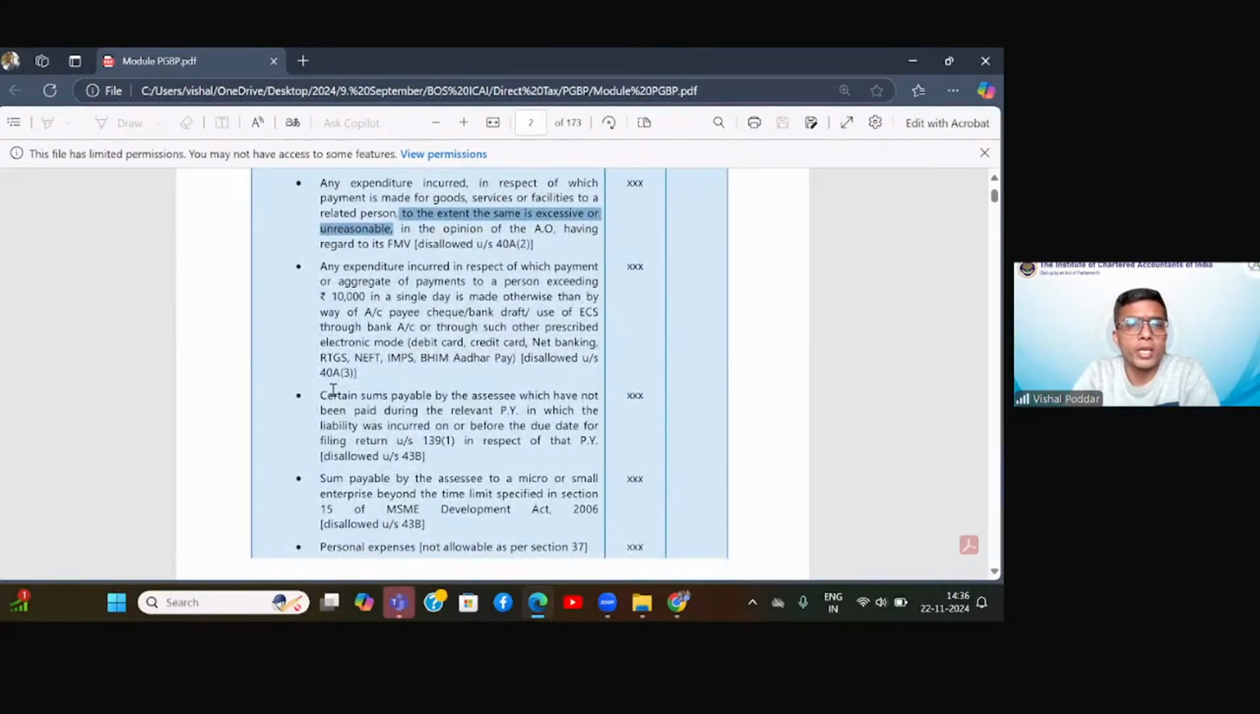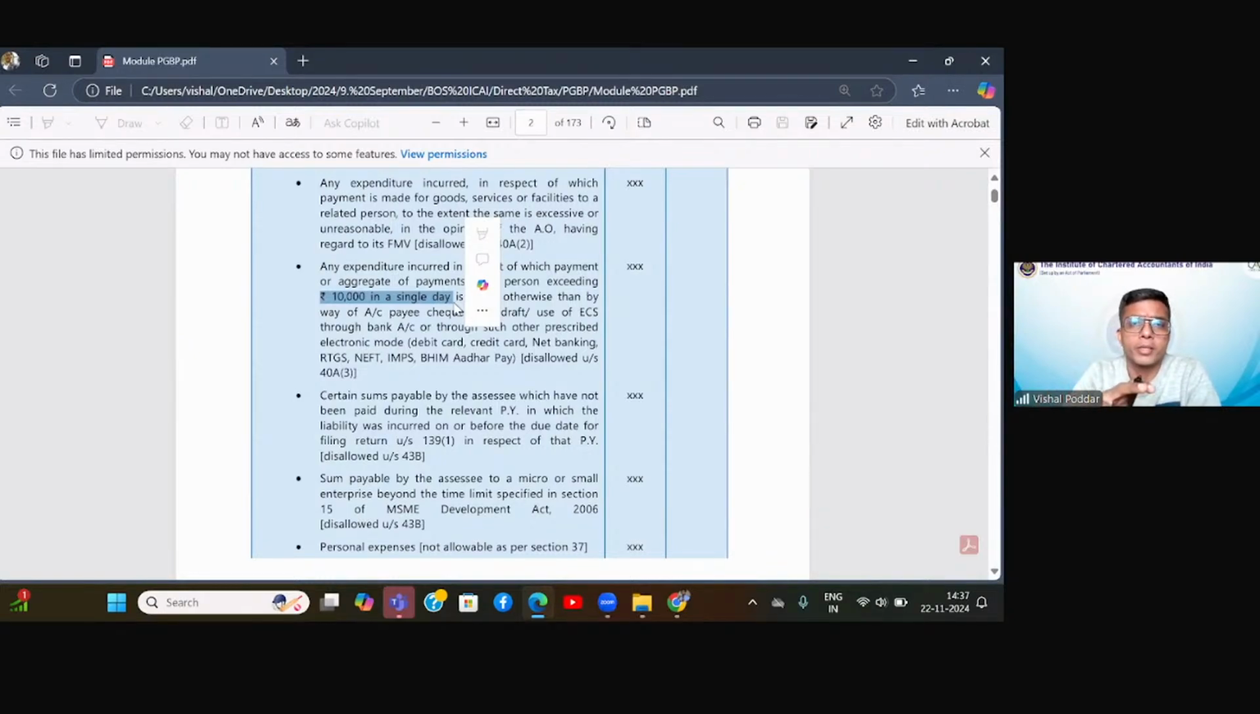Then comes a 40A(3) restriction. What is this 40A(3) restriction? Again, you have made payment of any expenditure and in a day, it exceeds rupees 10,000. Now, this should be made compulsorily by way of account payee cheque, draft, or any approved electronic medium. If you haven't done that, then the entire expenditure which is paid is disallowed.